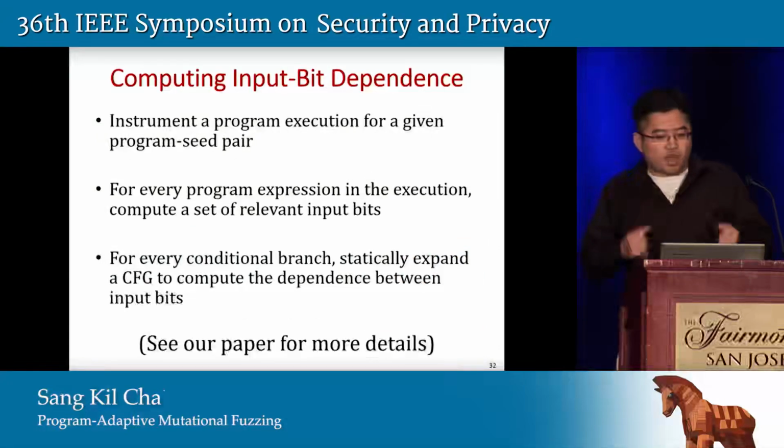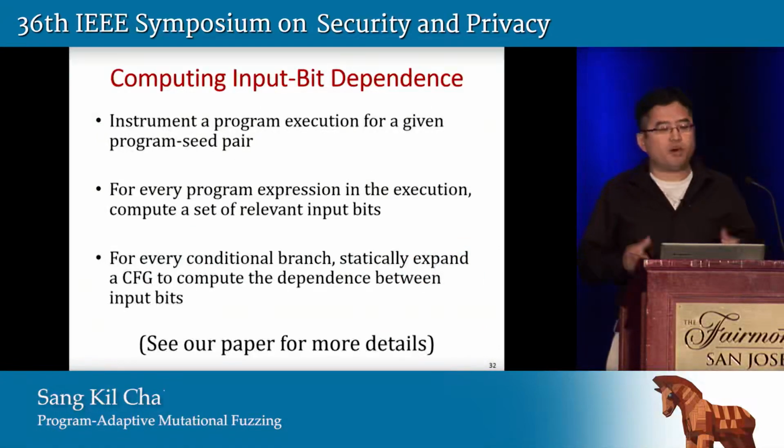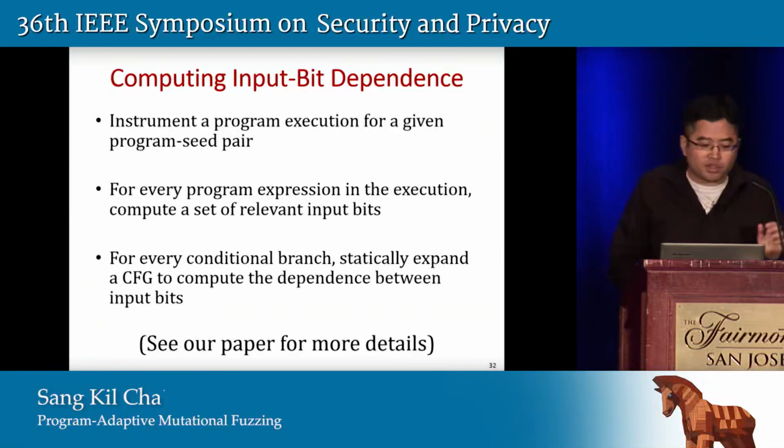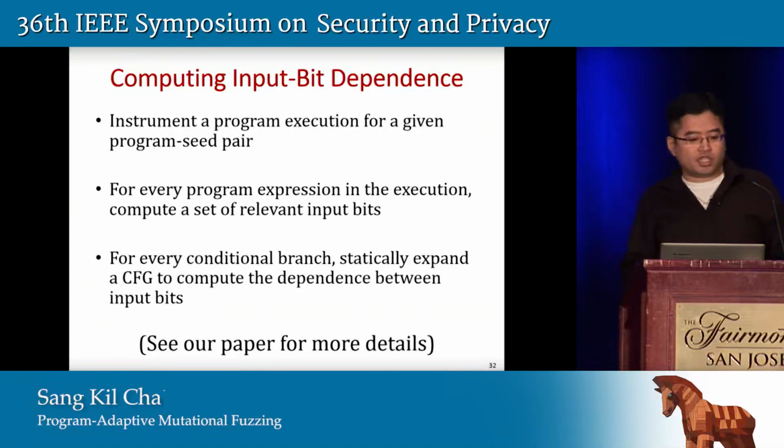We can compute input bit dependence of a program execution using our white box analysis as follows. First, we instrument a program execution, and for every program expression in the execution, we compute a set of relevant input bits. And finally, for every conditional branch that we encounter during the execution, we statically expand a control flow graph to compute the dependence between the input bit positions.